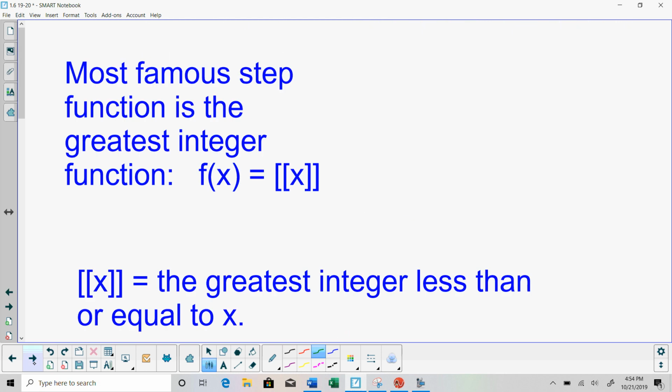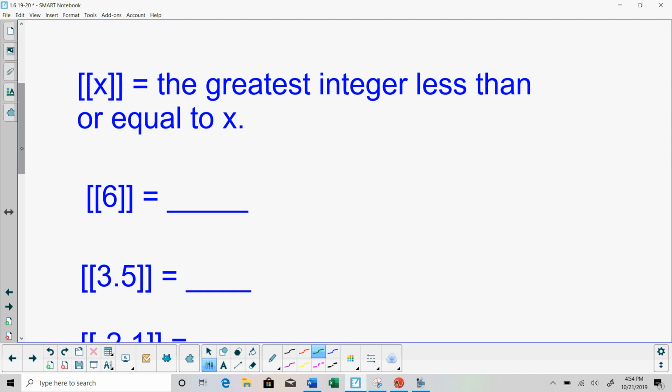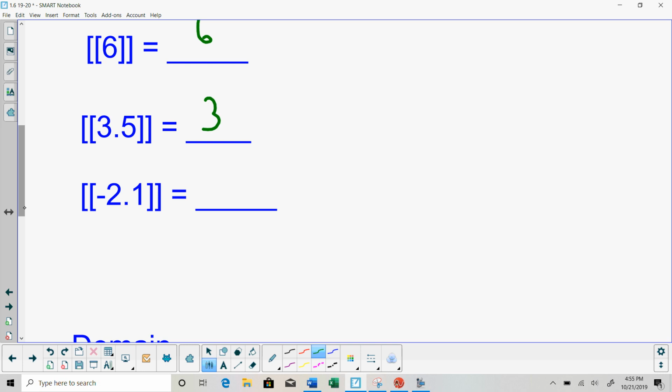Let's take a look at the most famous step function. It is called the greatest integer function, and it's denoted by these double bars that you see here around the x. And what does that mean? It means we are always looking for the greatest integer less than or equal to x. So what is the greatest integer less than or equal to 6? Well, that would just be 6. What's the greatest integer less than or equal to 3.5? That would be 3, because that's the integer closest to 3.5 that is less than or equal to it. And for negative 2.1, that would be negative 3.